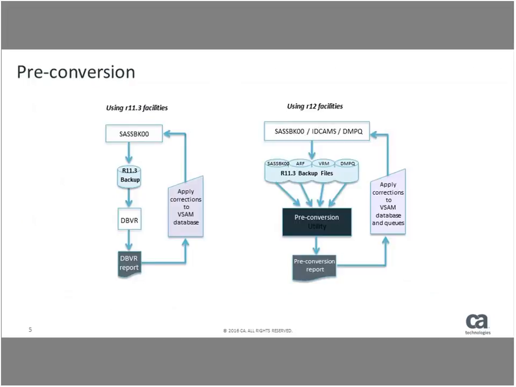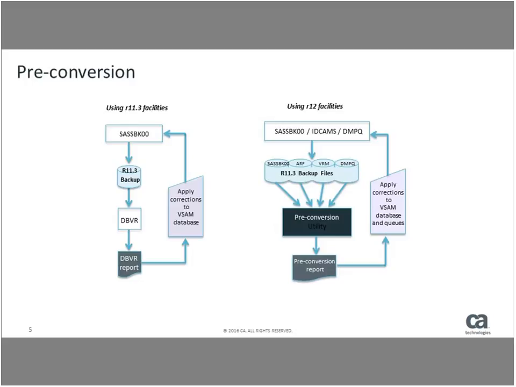Okay, nice little picture here of the pre-conversion. You start out using 11.3 facilities. You're going to use your 11.3 database files. The first thing you're going to want to do, and the way this picture looks, is that you use BK00 to make a backup and then run DBVR. Actually, DBVR runs against a live database, if you will. So you will run that database verification against your live 11.3 data. That's the first step in doing the conversion of data, to make sure that it is as clean as possible.